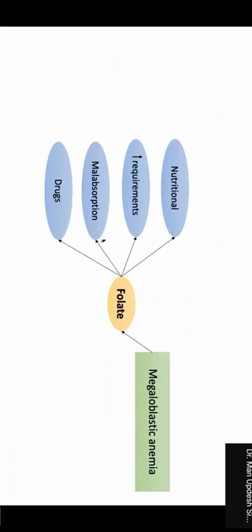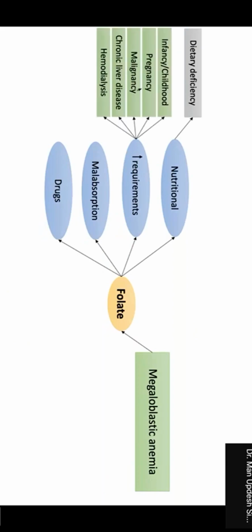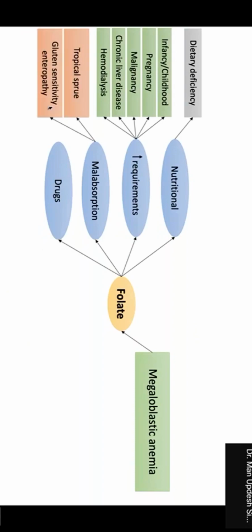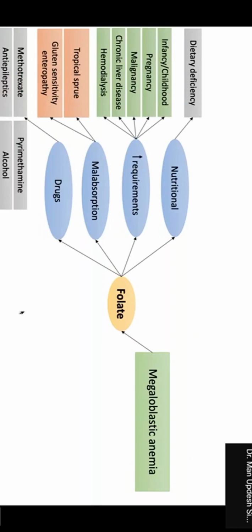Folate, again, there might be nutritional causes, malabsorption, some drugs, some growth stages, infancy, pregnancy, malignancies where absorption and utilization of folate is very fast, tropical sprue, gluten sensitivity, some drugs which cause folate deficiencies, and there are rare causes like thiamine-responsive megaloblastic anemia and some other rare causes. So I stop here.